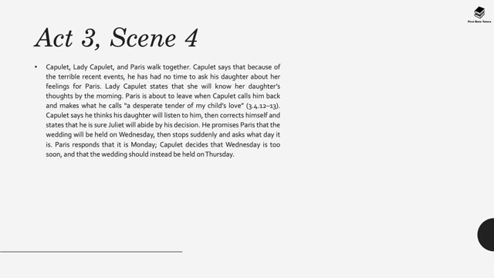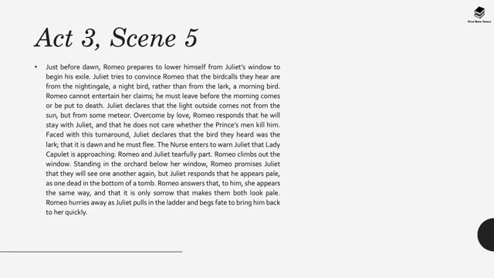So he promises Paris that the wedding will be held on Wednesday, then stops suddenly and asks what day it is. Paris responds it's Monday, and Capulet decides that Wednesday is too soon and the wedding should be held on Thursday. Now in Act 3, Scene 5, just before dawn, Romeo prepares to lower himself from Juliet's window to begin his exile.